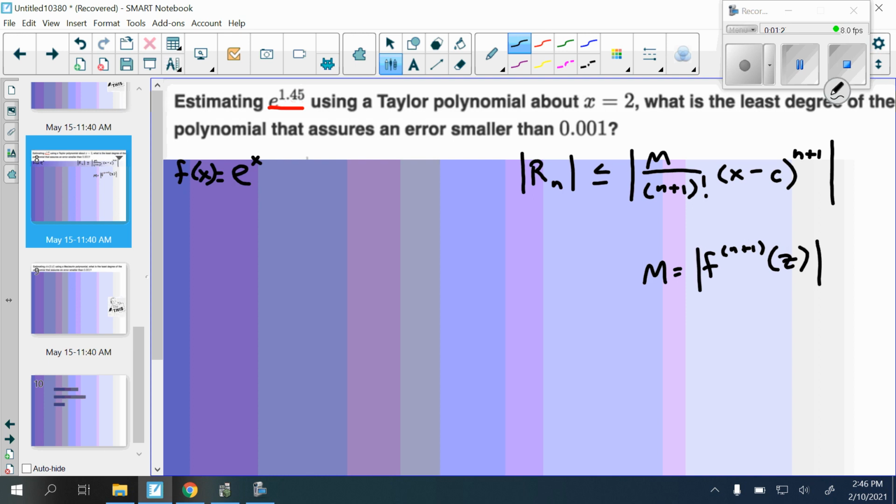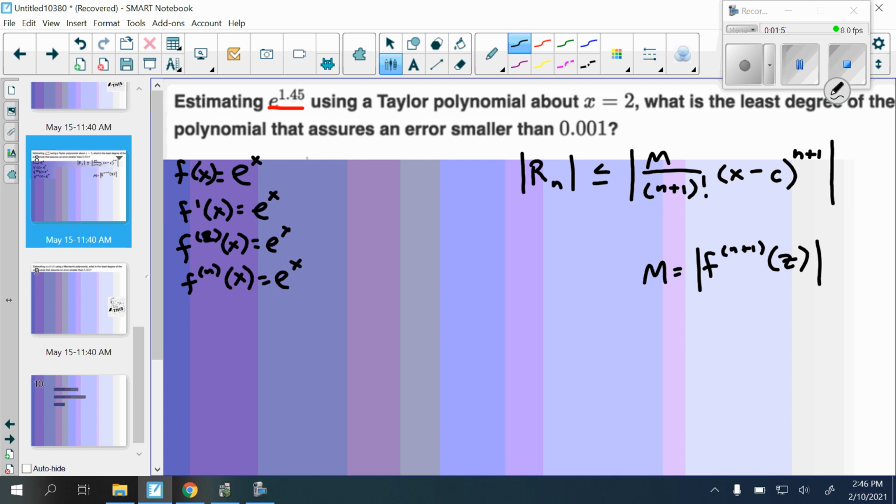So what are the derivatives of e to the x? Well, we have a nice function here because the first derivative is e to the x. Second derivative is e to the x. In fact, any derivative here is going to be e to the x. It doesn't matter what we put in there, every derivative is e to the x. So that's helpful for us. So let's see what we can fill in on this problem then.